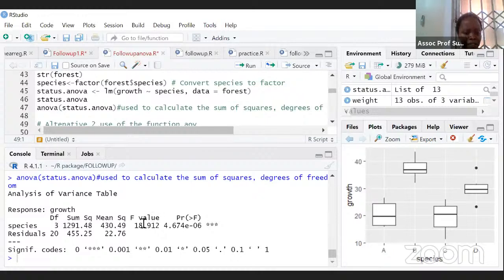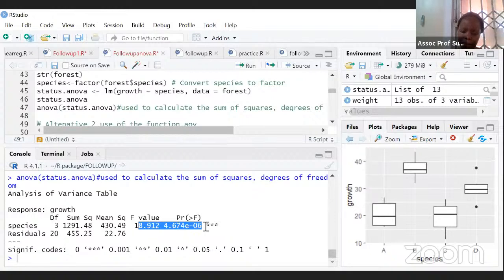Remember I said that we need the F value, P value and degrees of freedom to take into our document that we are writing, our thesis, our paper, our journal paper, our magazine. Now the hypothesis that we are testing under GLM is that overall there are no species effect on growth. Or the alternative is that there are differences in the effect of species on growth.